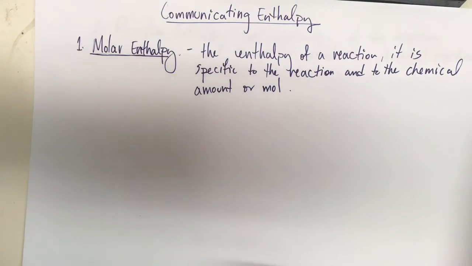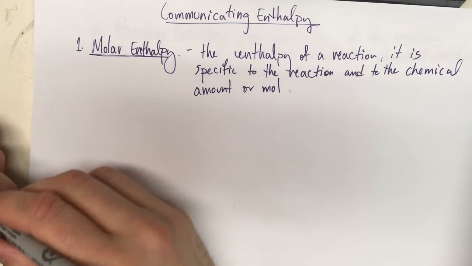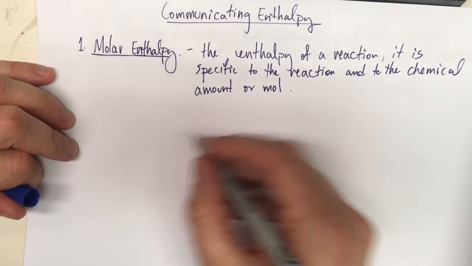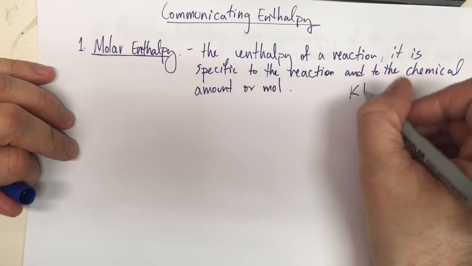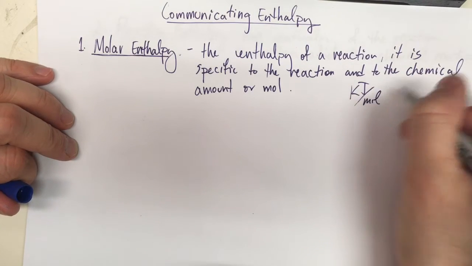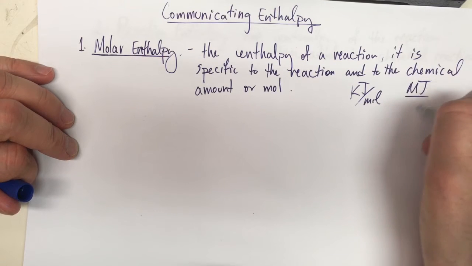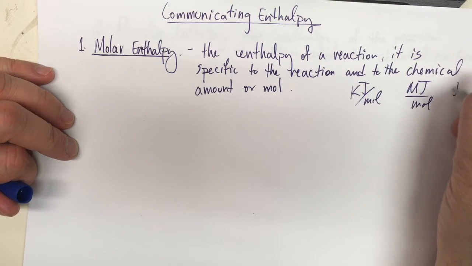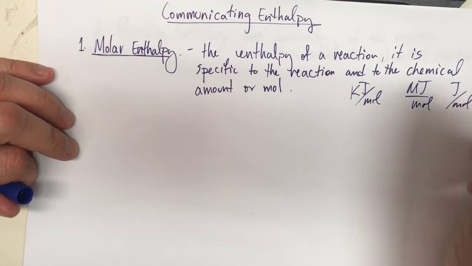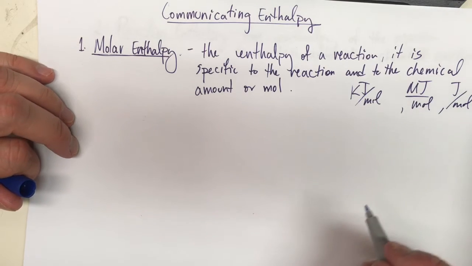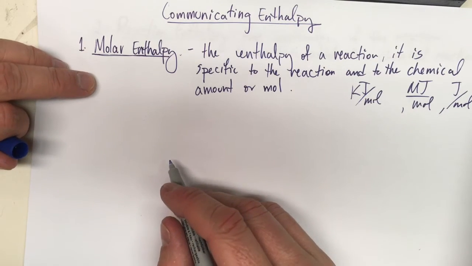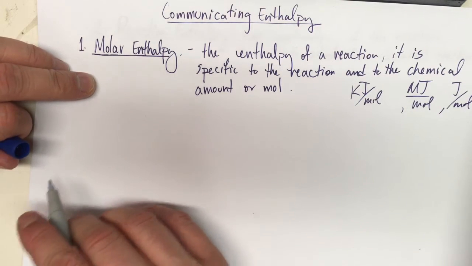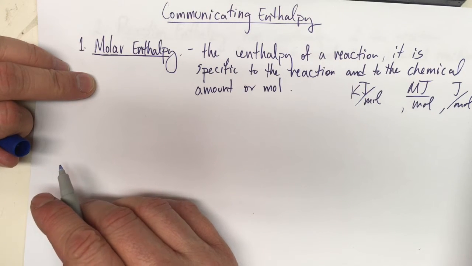In this video, I'm going to try to explain the concept of molar enthalpy. So we've studied molar enthalpy before. It is our first form of communicating enthalpy. And we know that our units typically are kilojoules per mole or megajoules per mole. It's possible that it could be joules per mole, but honestly, that's such a small value that it doesn't come up very often. Molar enthalpy gives you a lot of information in a very small bit of space.